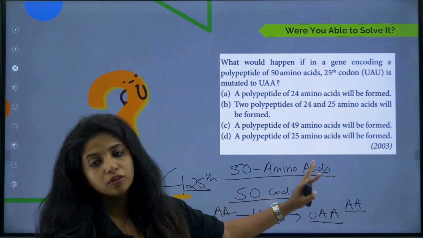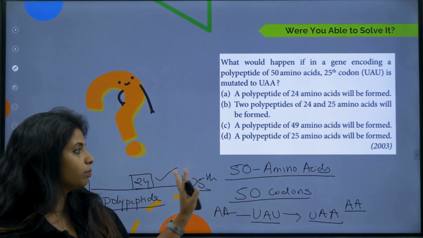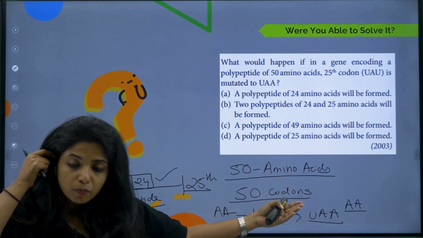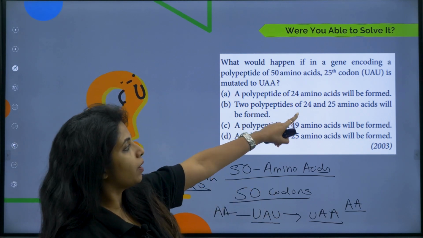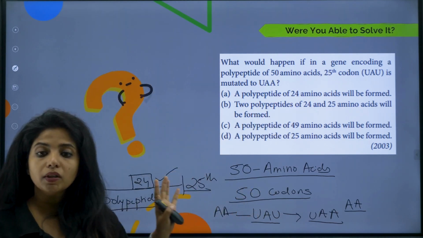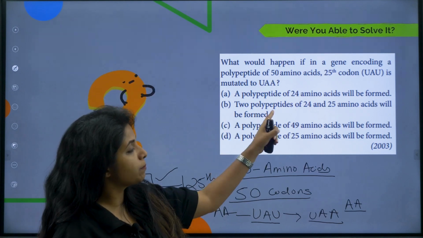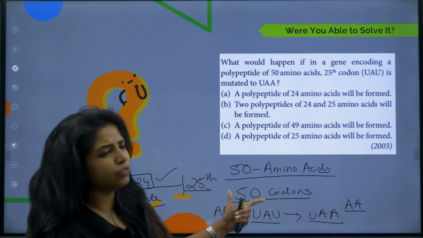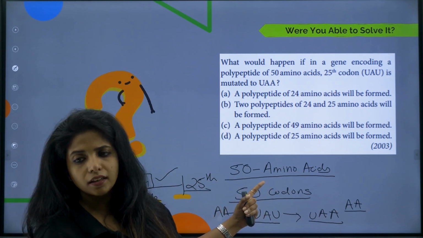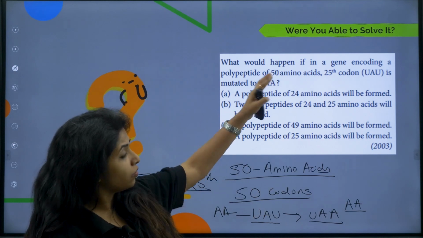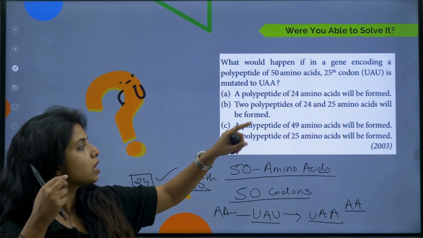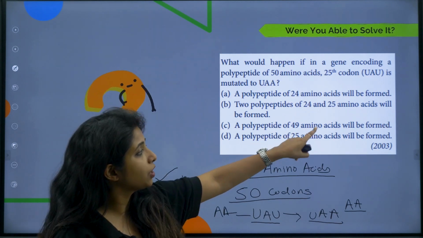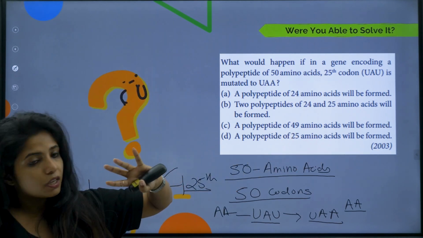From this position onwards, I'm not sure what will happen. This could be a bad protein. It might not be formed. That could happen, right? So a polypeptide of 24 amino acids will be formed, that is something I'm sure of. Now, two polypeptides of 24 and 25 amino acids will be formed? No, I'm not sure of that. It's basically 50 amino acids, so obviously it does not make any sense. Now, a polypeptide of 49 amino acids will be formed? No, children, I cannot be sure of that.